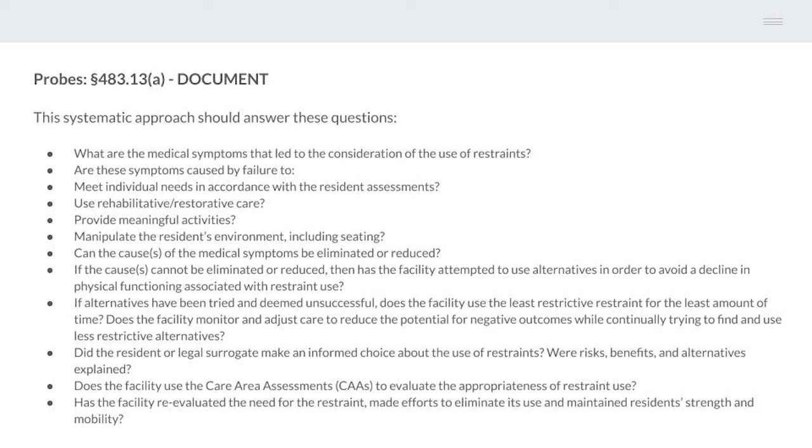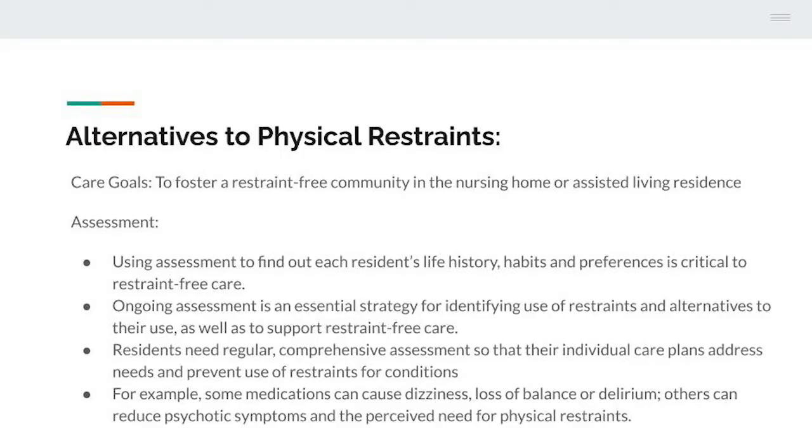Now, there are many alternatives to physical restraints, and the care goal for any long-term facility should be to foster a restraint-free community in the nursing home or assisted living residence. So the assessment here is very important. Using assessment to find out each resident's life history, habits, and preferences is critical to restraint-free care.